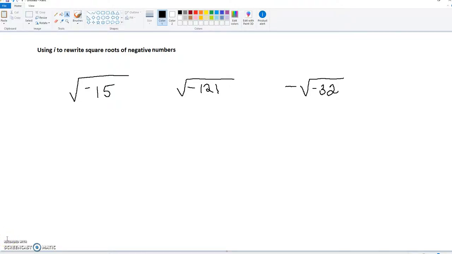Using i to rewrite square roots of negative numbers. In this topic, I've provided 3 different examples. You will be utilizing the calculator, and hopefully you've picked up the one that I recommended because it will make life a lot easier for this topic. But if you haven't, we will go through the long way to find the answer on some of these.